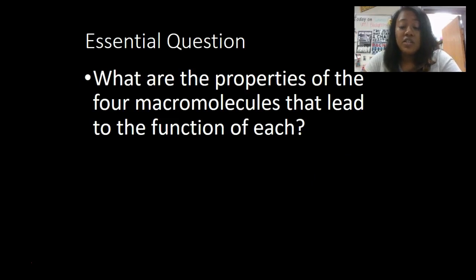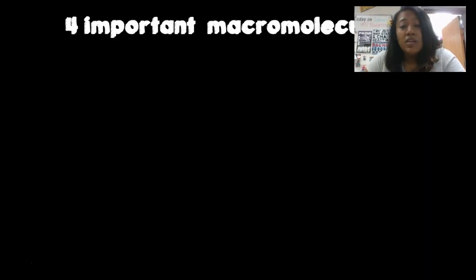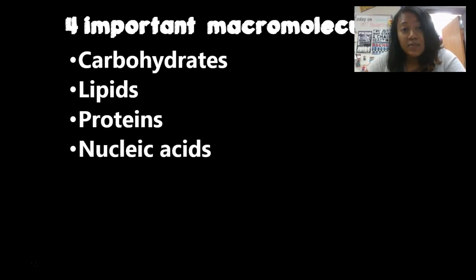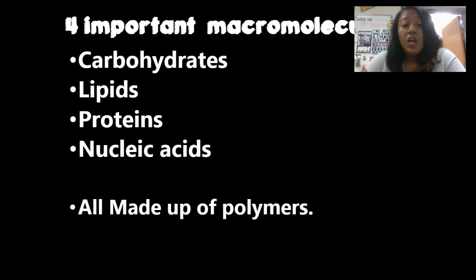So our essential question that you need to add to your notes: what are the properties of the four macromolecules that lead to the function of each? So there's four macromolecules that are important to life: carbohydrates, lipids, proteins, and nucleic acids. All of these are made up of what are called polymers.